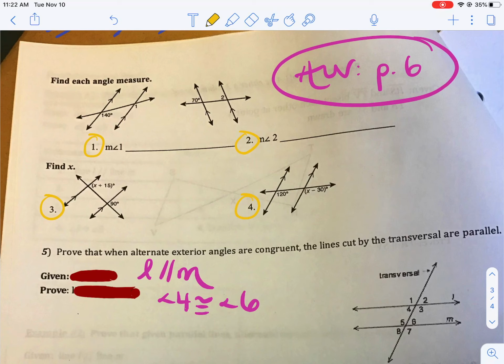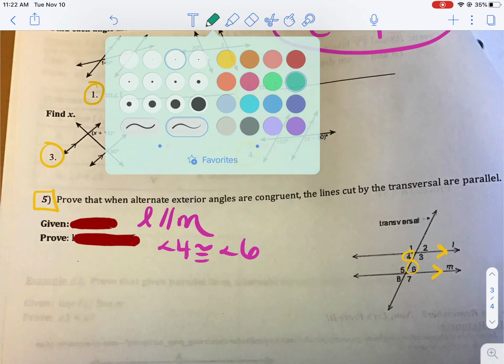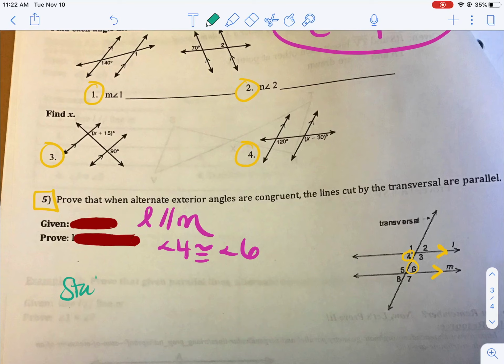But we're going to ask you to change question 5. Erase the given and put L is parallel to M. And then we want you to show 4 is congruent to 6. This is really similar to the proofs that we did before. So just a reminder, you want to do your statements and reasons, right?